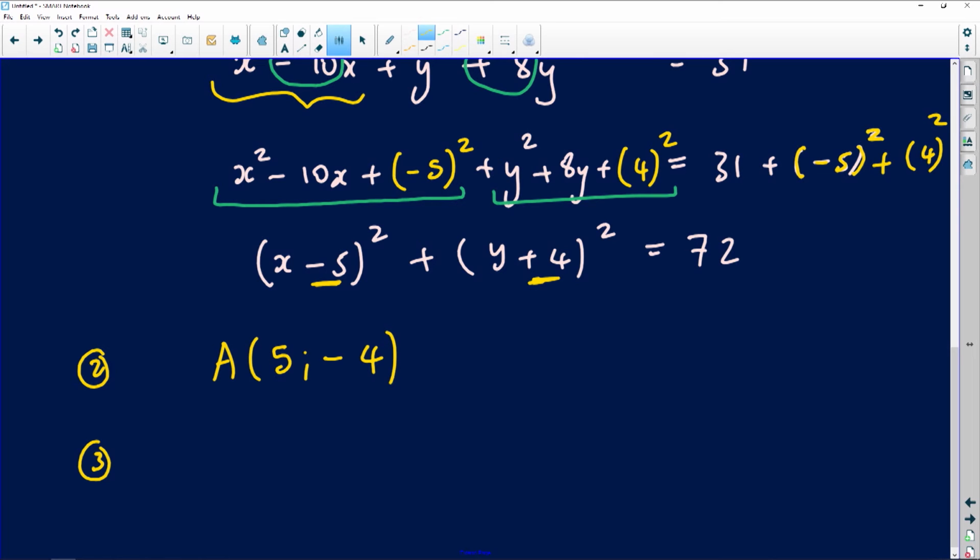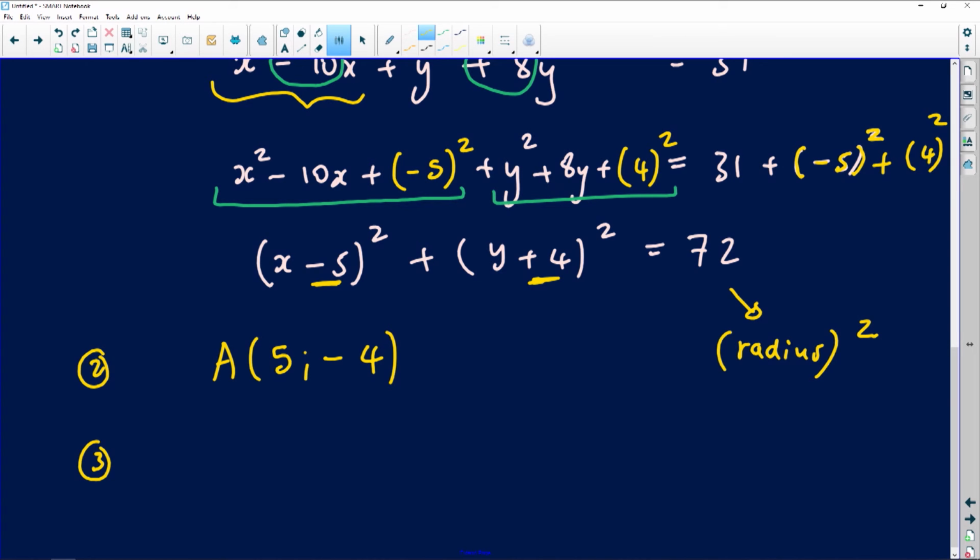We're looking at (x − 5)² + (y + 4)² = 72. That 72 is going to give us our radius. It is not the radius. That is actually the radius squared. Please be careful of that. 72 is not the radius of the circle.